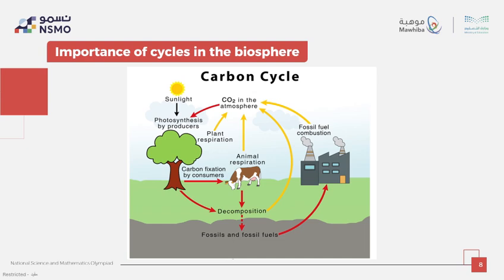Let's talk about the 5 steps of the carbon cycle. The first one is photosynthesis by producers. Plants absorb carbon dioxide from the atmosphere and use it to make food, glucose. This is the first one.